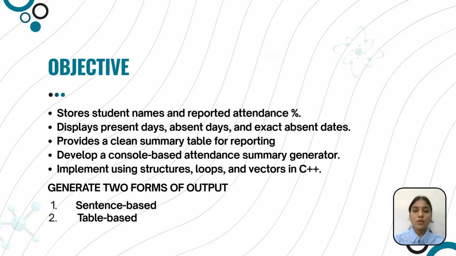Now let's move on to the objectives of my project. The main objective of my Student Attendance Manager is to automatically display each student's attendance report including the number of days they were present and absent. The system also provides a clear summary table that helps teachers quickly review and understand attendance records. This project has been developed as a console-based program using C++ concepts such as structures, loops, and vectors. It can generate attendance output in two forms. One is sentence based and the other is table based, making it both informative and easy to read.